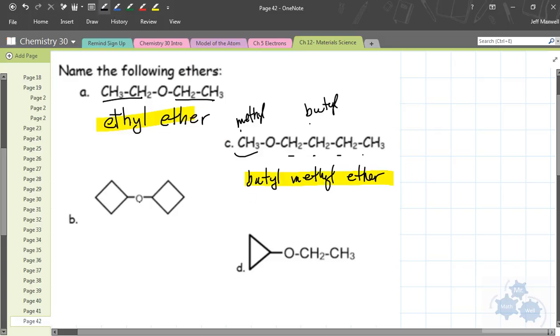Awesome. Alright, this is cyclo something, right? Even though it's a square, call it cyclo. But 1, 2, 3, 4, meth, eth, prop, but. So what is this one? Cyclobutyl, right. Cyclobutyl ether. You may have had trouble with D here, just wondering about the alphabetical naming thing. Okay.